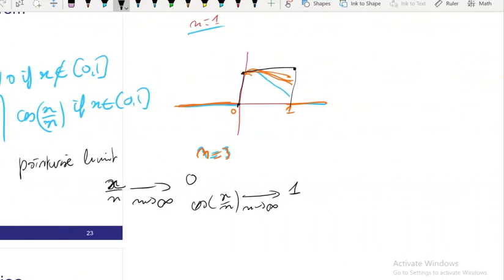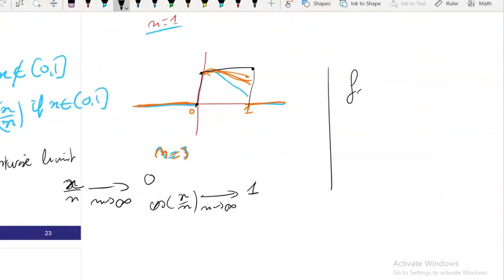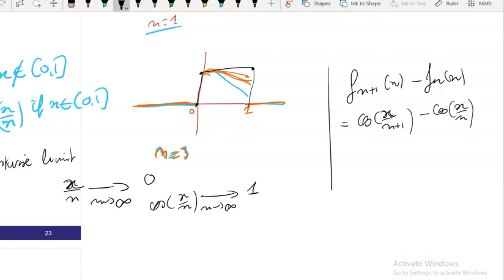Now, is it pointwise increasing? Do we have that fn plus 1 of x minus fn of x is greater than 0? So let's see. That's cosine of x over n plus 1 minus cosine of x over n. Okay, so x over n plus 1 is smaller than x over n, at least for all x between 0 and 1. Well, that is true in any case for all x positive.